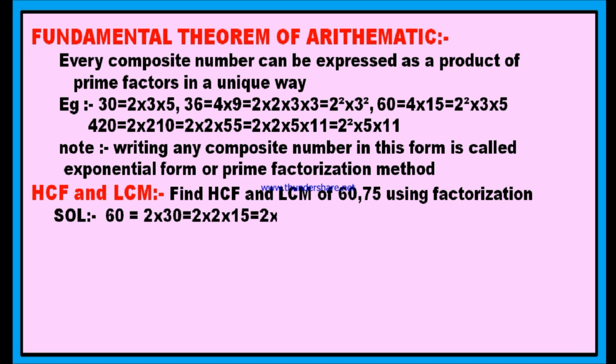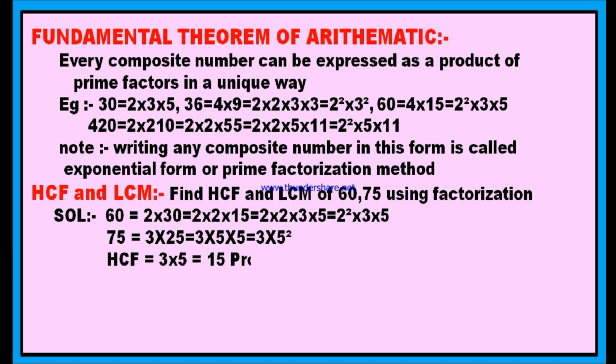Here is the solution. First of all, write 60 as the product of prime factors. 60 is nothing but 2 into 30. Again 2 into 2 into 15. Again 15 is 3 into 5. Therefore, 60 is 2 square into 3 into 5. And the second number is 75. 75 can be written as 3 into 25. This 25 can be written as 5 into 5. Therefore, finally 75 is equal to 3 into 5 square. Now we wrote the factors of 60 as 2 square into 3 into 5, and the factors of 75 as 3 into 5 square.